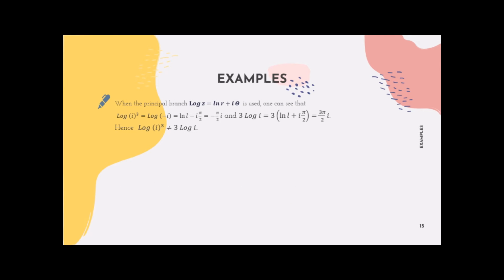For example, when the principal branch Log z = ln r + iθ is used, one can see that Log(i³) = Log(-i) = ln 1 - iπ/2 = -πi/2, and 3 Log i = 3(ln 1 + iπ/2) = 3πi/2. Hence, Log(i³) is not equal to 3 Log i.